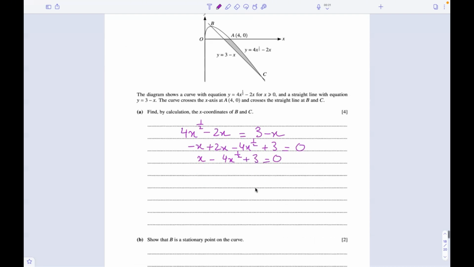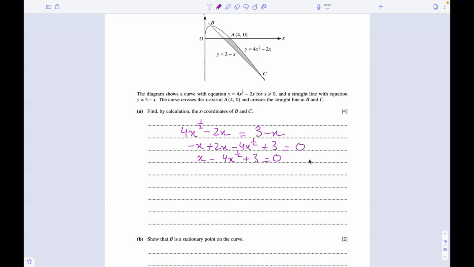Now, to make it easier, let's take another value, y equals x to the power 1/2. To get rid of this power 1/2, we can square both sides. So we get x equals y squared. So we can write it as y squared minus 4y plus 3 equals 0. Solving this equation, we'll have (y minus 3)(y minus 1) equals 0. So y equals 3 and y equals 1.